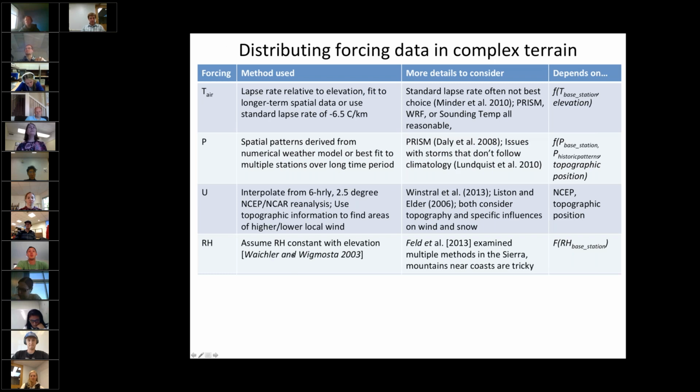Most people assume relative humidity is constant with elevation. So temperature changes with elevation, and so the dew point temperature changes, but relative humidity, which is the percent of saturation, stays the same. A paper by Feld et al. examined multiple methods for relative humidity. Mountains near coasts are particularly tricky because they're generally moister on one side and drier on the other. So think about proximity to coastline if you're worried about humidity.